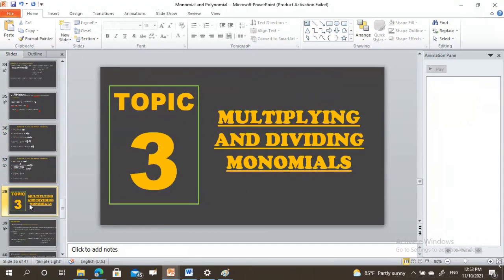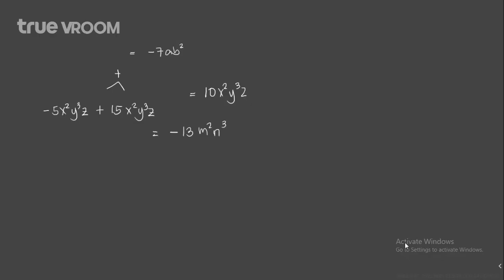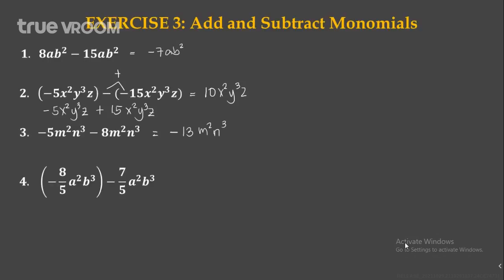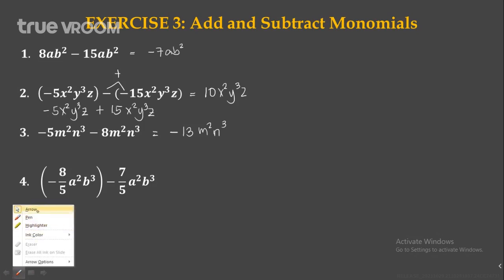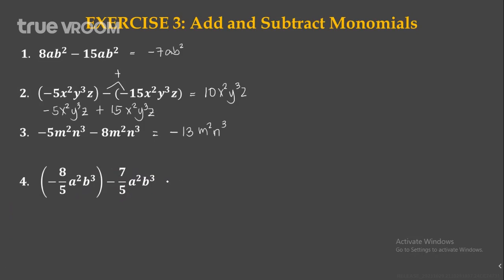So this is what we discussed last Monday. Today we are going to start with multiplying and dividing monomials. First, let's have a quick review about addition and subtraction of monomials. This one is subtraction. Can we answer number 4? We have negative 8 over 5 a squared b cubed minus 7 over 5 a squared b cubed. Who can answer this one? This is just a review.